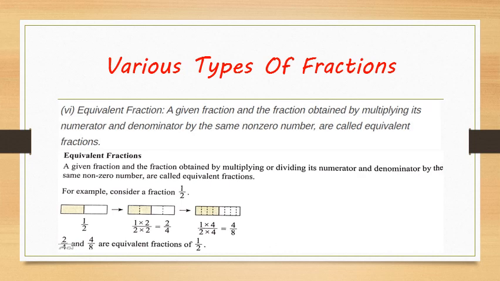Now let's see, suppose that 1 by 2 is your fraction. So how can we obtain its equivalent fraction? Just by multiplying 2 in both numerator and denominator. So 1 into 2 equals 2, and 2 2s are 4. So now 2 by 4 is the equivalent fraction of 1 by 2. Similarly, when we multiply 4 in both numerator and denominator of 1 by 2, you will get 4 by 8, which is also an equivalent fraction of 1 by 2.